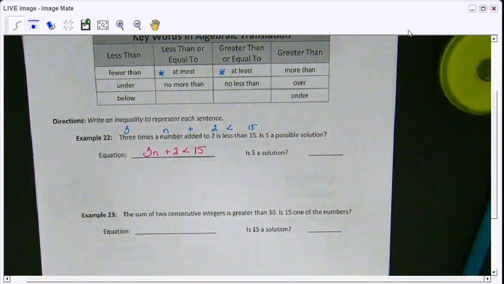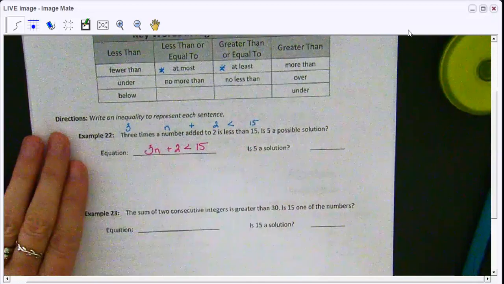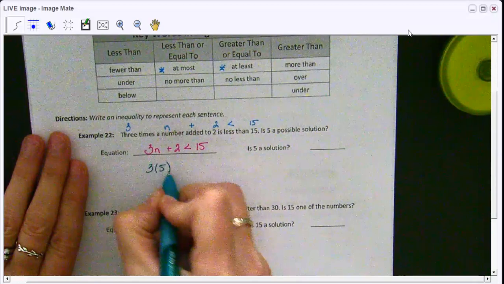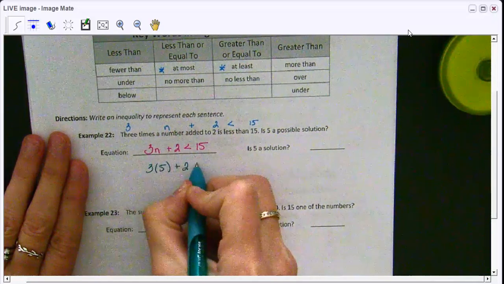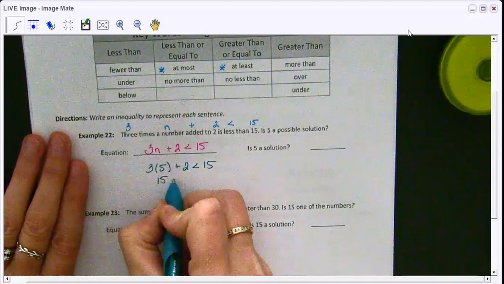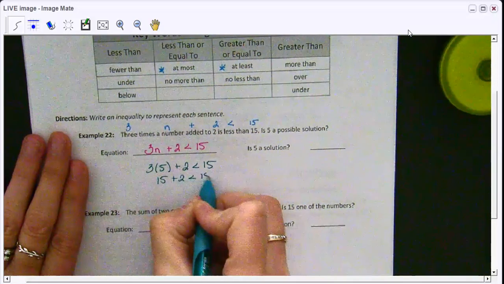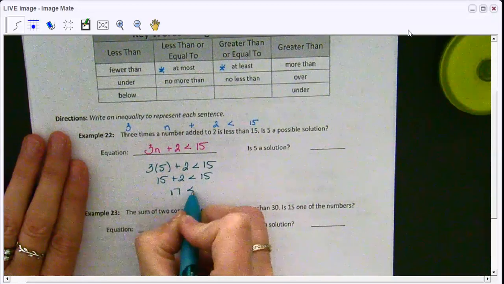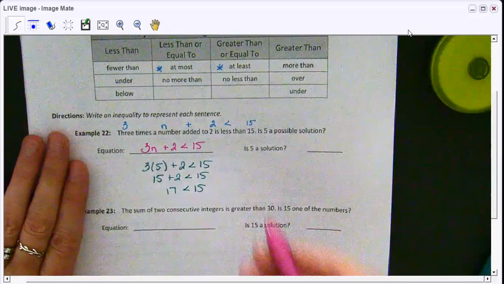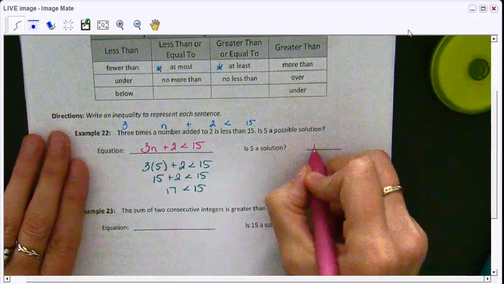Then it says, is 5 a possible solution? Well, we're going to plug 5 into the variable and see if it's a possible solution. So we have 3 times 5 plus 2 is less than 15. And we solve. Is 17 less than 15? No. So 5 is not a possible solution. So we just put no.